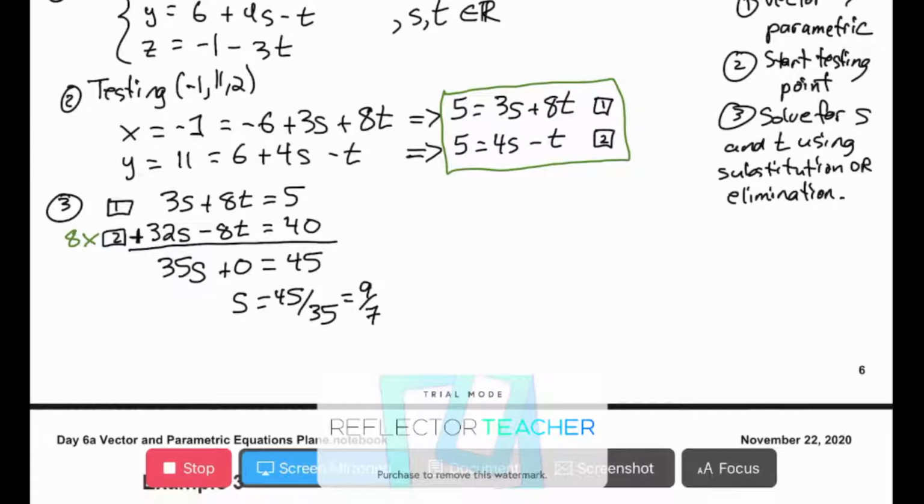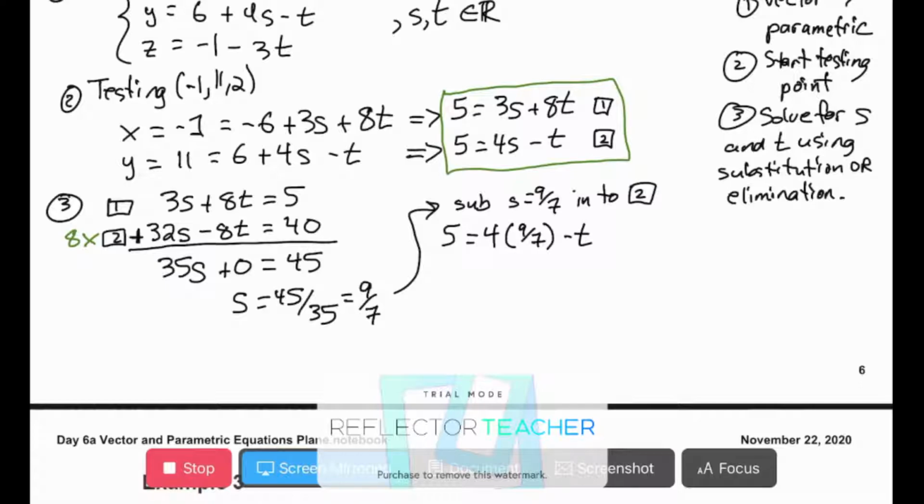Now, in order to find our remaining value, we're going to sub this into one of our equations. Remember, it does not matter which of the equations in our linear system we use. I'm going to go ahead and use equation 2. Doesn't really matter which one you choose, though. So we're going to sub our value s equals 9 over 7 into equation 2. And I'm not going to write this as its own step here, just because it's all kind of part of step 3. So sub that value into equation 2. So let's write equation 2. 5 equals 4 times 9 over 7 minus t.